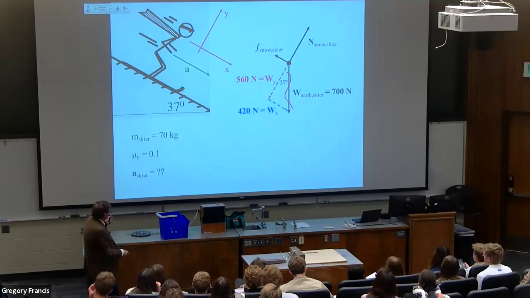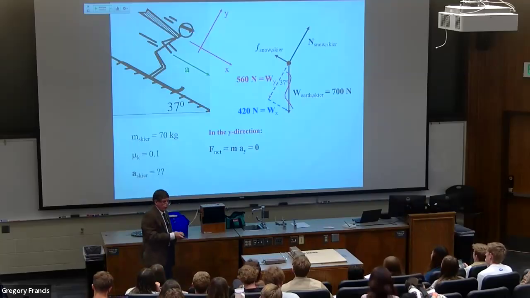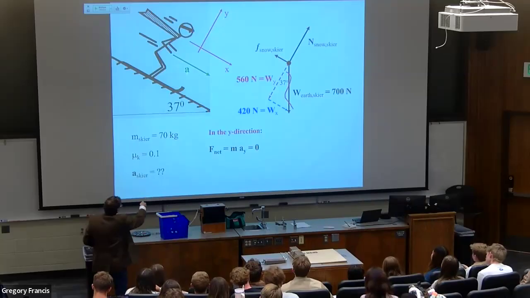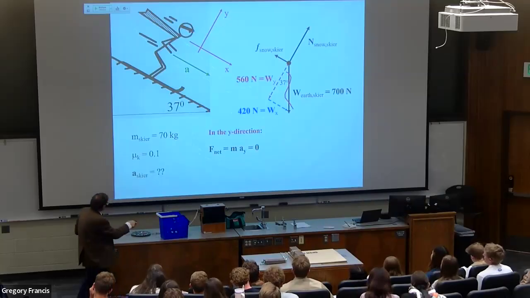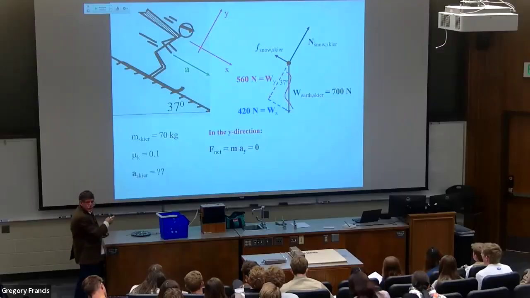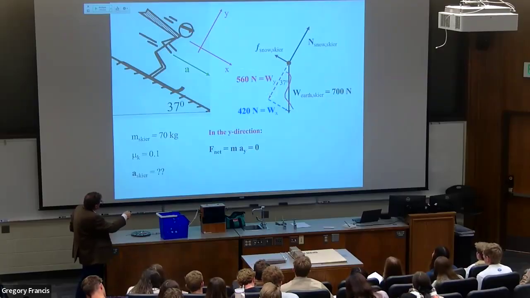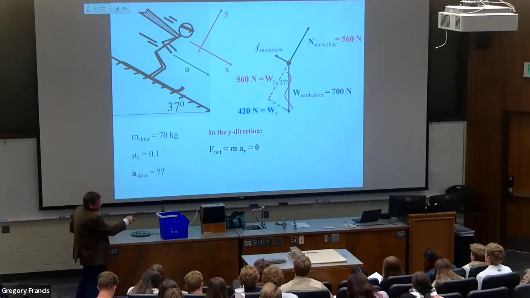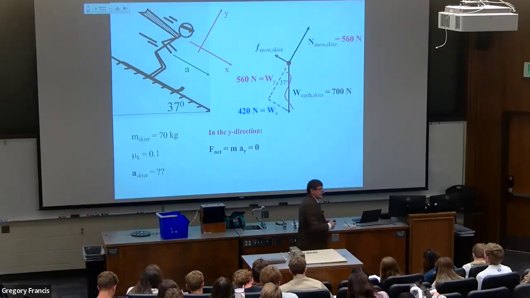Whenever I finish a free body diagram, I get to use Newton's second law twice: once in the y direction, whatever I'm calling the y direction, and once in the x direction. In the y direction, none of that acceleration is in the y direction. That's why I chose my coordinate system the way I did. And that means I have to have balance in the y direction. I've got one force in the negative y direction that's 560 newtons. My one force in the positive y direction must also be 560 newtons. Fair? That makes sense? That's balance.